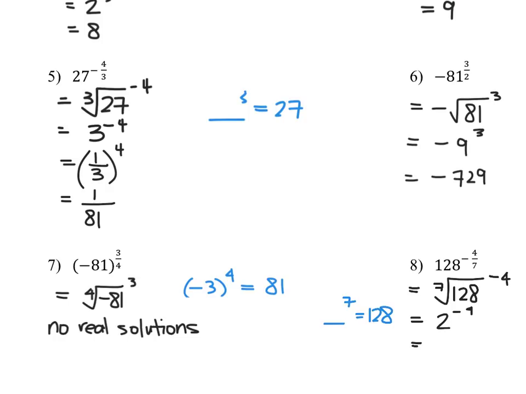And then, anytime we have a negative exponent, we're supposed to take the reciprocal of the base, change that exponent to +4, and that'll give us 1/16 as our final answer. Did this page without any calculators.